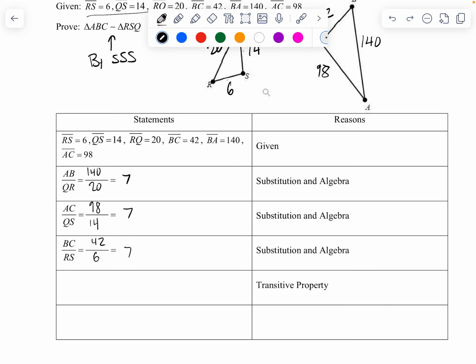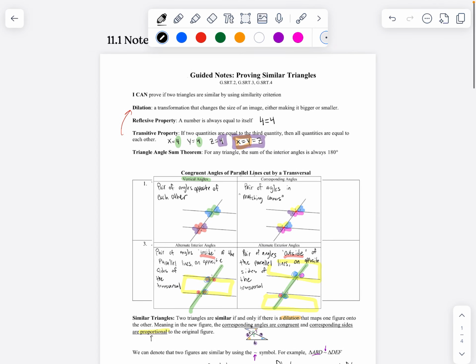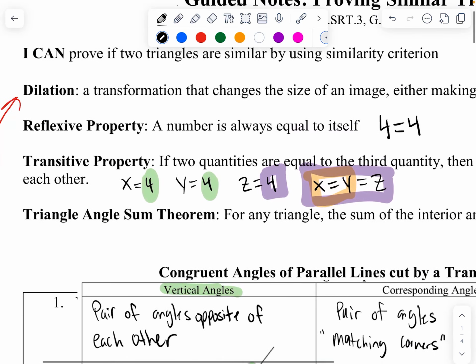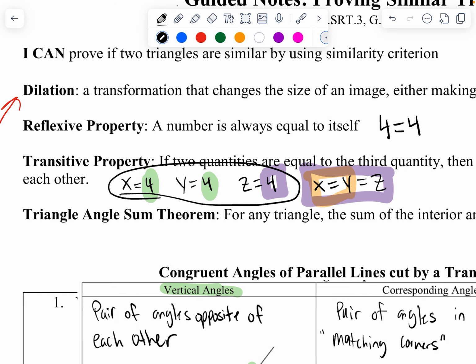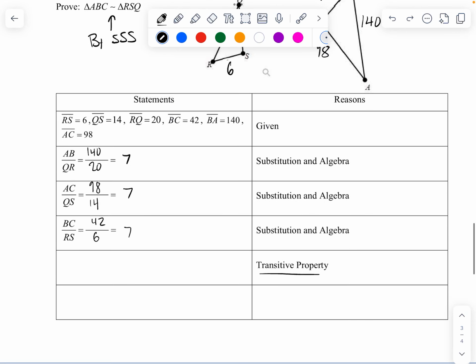How can I state that those are all the same value? Down here it gave us a hint. It said transitive property. Remember at the very beginning we said, hey, look at that like a der moment. If all three things equal the same thing, then they're equal to each other, right? Essentially, we're stating that, yes, we can see it's all 7. We need to state that they're all the same number. They're all the same proportion now.